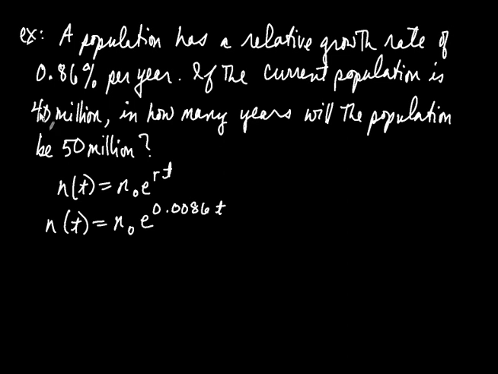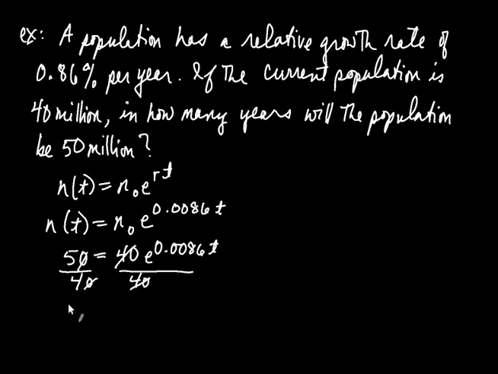And of course, what's our initial population? Well, we're starting off with 40 and we're asking when does it get to 50? So we want to know when this is 50 if you're starting at 40. This will be in millions. So 50 is equal to 40 e to the 0.0086t, and that's the equation we have to solve. So we'll divide both sides by 40, and we get 5/4 on the left-hand side.